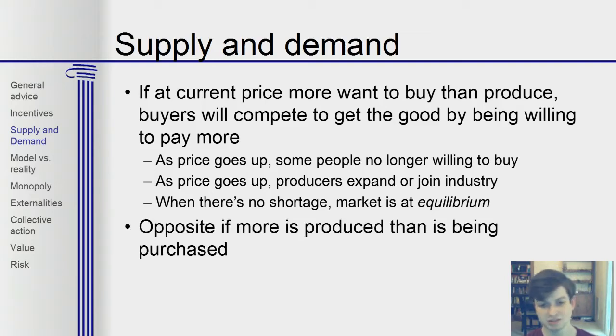Now, if the opposite is happening and more is produced than is being purchased, then the opposite will occur. The producers who all have more to sell than people want to buy, one of them who might otherwise not be able to sell their good will offer to sell for a little bit less, and the price will go down. More people will want to buy, fewer people will want to produce, and again we get to equilibrium.